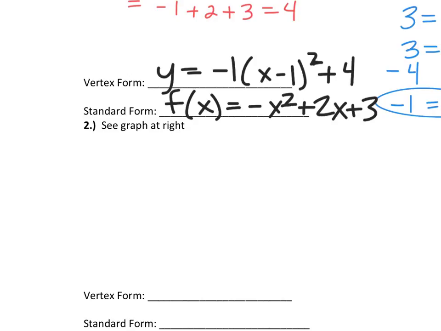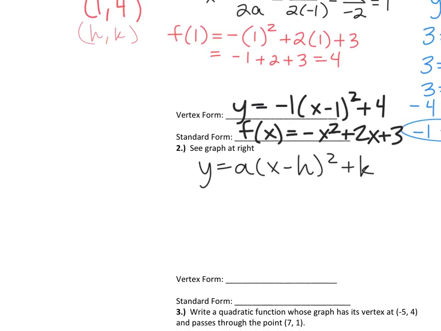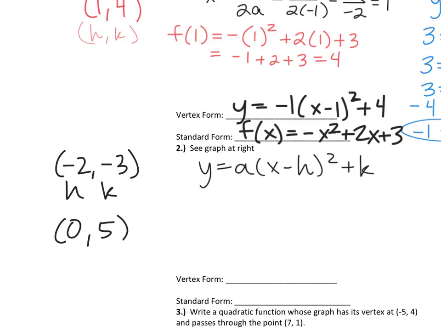So y is equal to a times x minus h squared plus k. If it helps you to write down, it was negative 2, negative 3. That's my h, k. And then the x, y we're going to use is on the graph, just so you have it as a reference. So let's put those numbers into the equation. 5 goes for y. We are solving for a, so leave it as a variable. X is 0. Okay, now it's minus h.